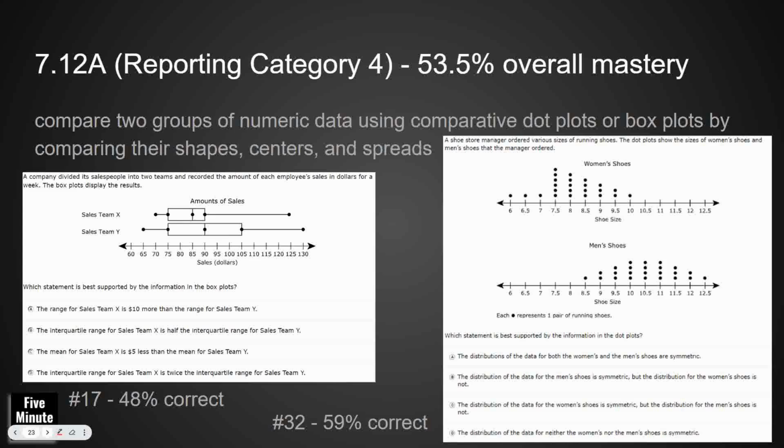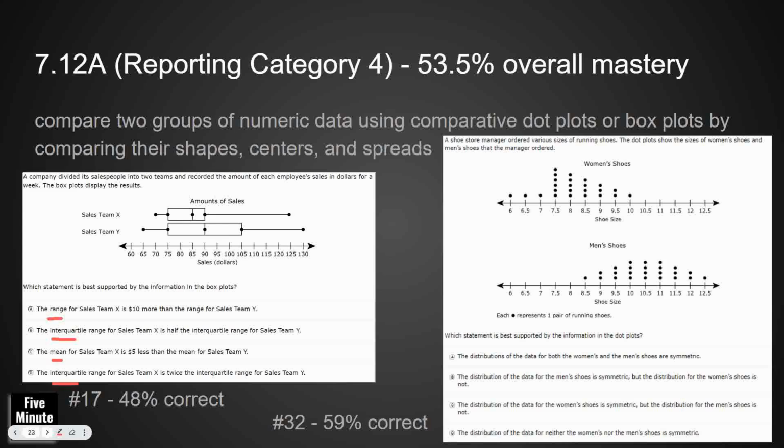Next, we are comparing two groups of numeric data with dot plots or box plots, and we've got 53.5%. Now, this is the standard in which, in 7th grade, we are looking at summarizing this type of data. And so let's look at 17. We've got 48% correct, so let's just go ahead and think about what they're going to ask us to compare. We've got range, interquartile range, mean, and interquartile range.